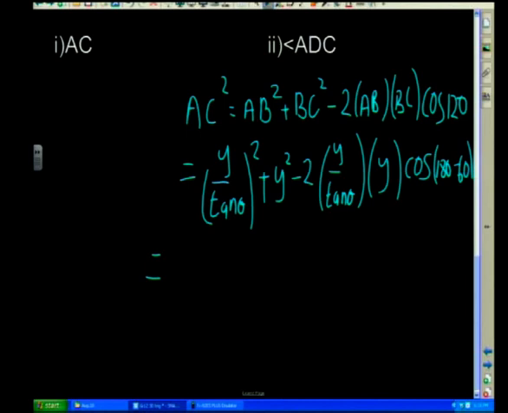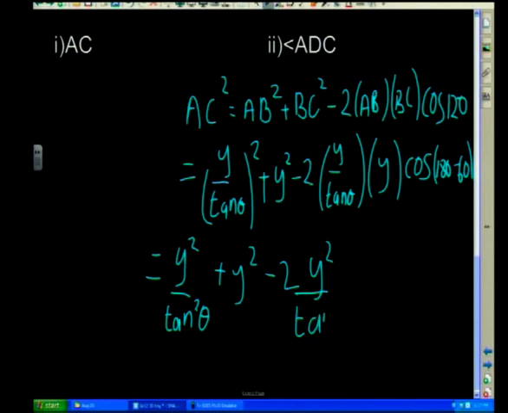All right, so if I square y over tan theta, I'm going to get y squared over tan squared theta plus y squared, we're just going to leave alone for now, minus 2. And if I simplify those brackets, I'm going to get y times y, which is y squared, all over tan theta. Now guys, remember, using a reduction formula, cos of 180 minus 60, that's in the second quadrant where cos is negative. So this is going to become negative cos of 60 degrees.